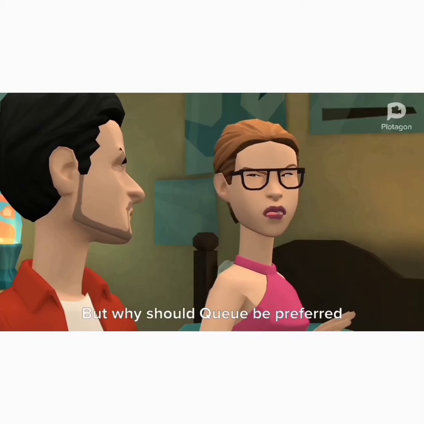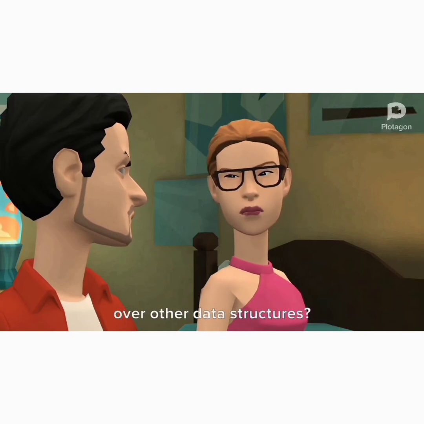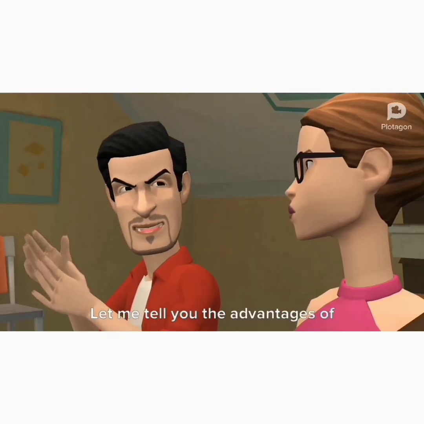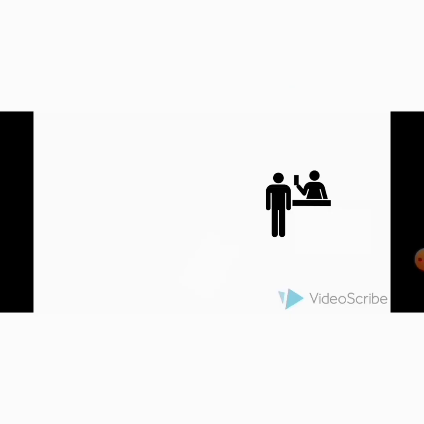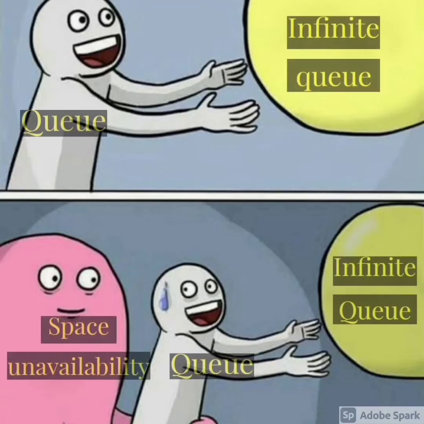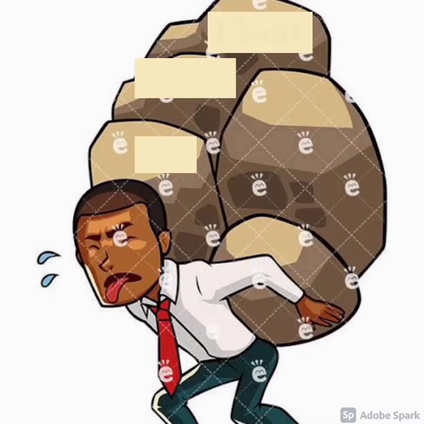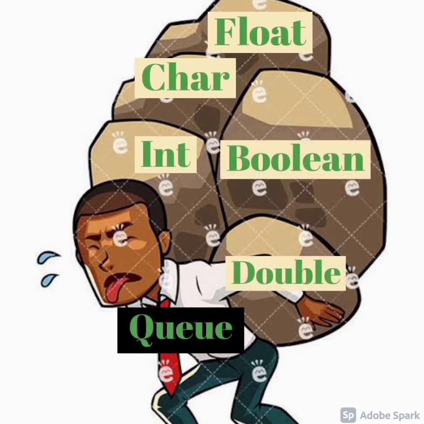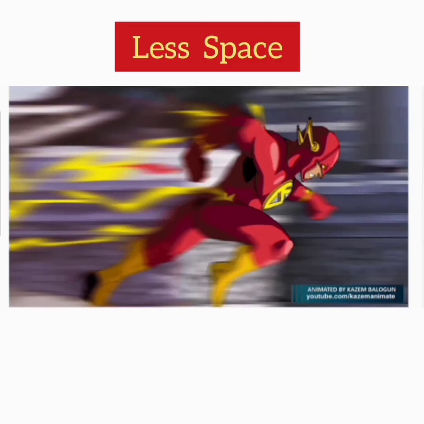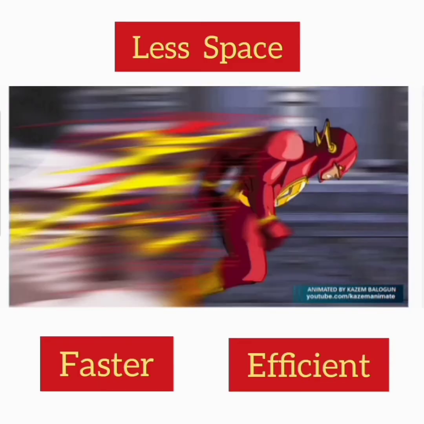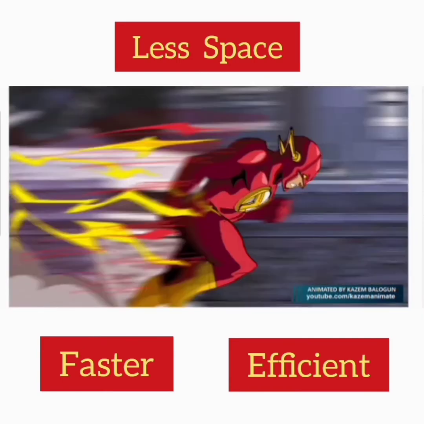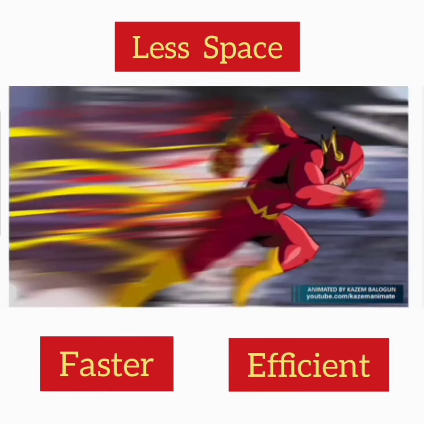But why should queue be preferred over other data structures? Let me tell you the advantages of queue. Queue can have infinite length, compared to arrays who have fixed lengths. Length of queue is only limited by available space. It can work with integers, floating point numbers, characters as well as booleans, thus multiple data types can be handled by queue. Queue takes less space than most of nonlinear data structures, hence it's faster and more efficient.